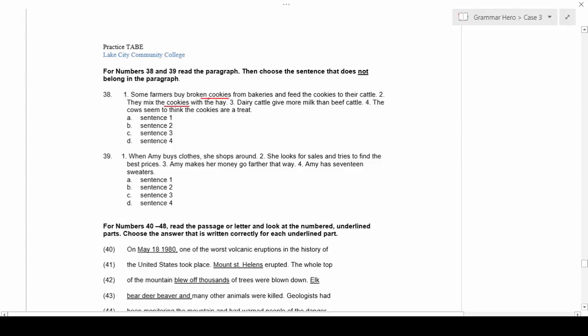So we're still talking about cookies. First sentence says farmers buy cookies. Farmers mix cookies. Dairy cattle give more milk than beef. Okay, no cookies in there. The cows seem to think cookies are a treat. Cookies. So we've got cookies in the first sentence, cookies in the second sentence, cookies in the fourth sentence, no cookies in the third sentence. Boom. Unrelated.